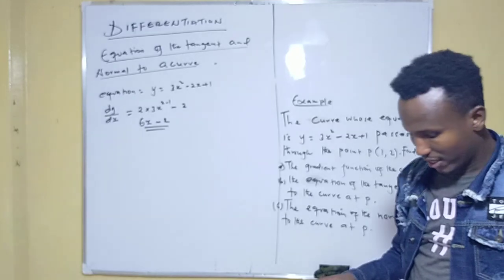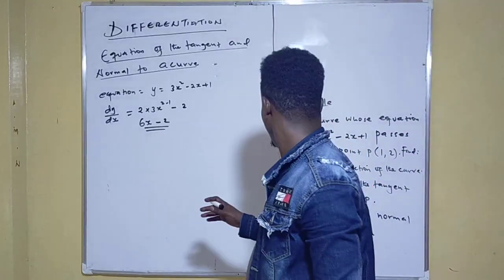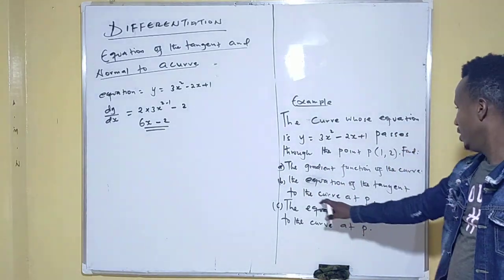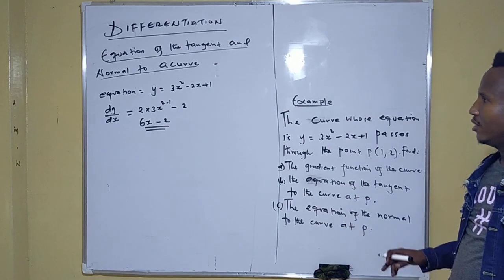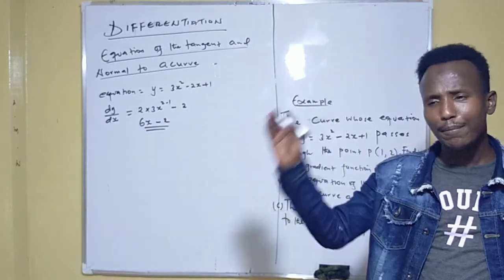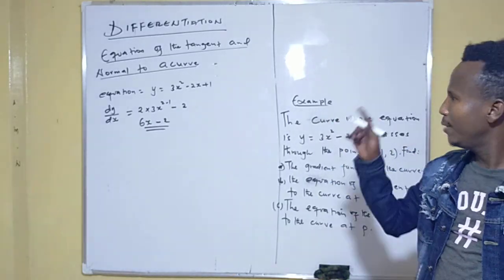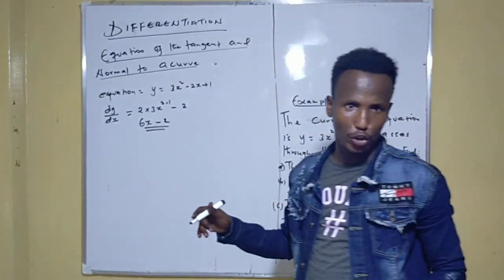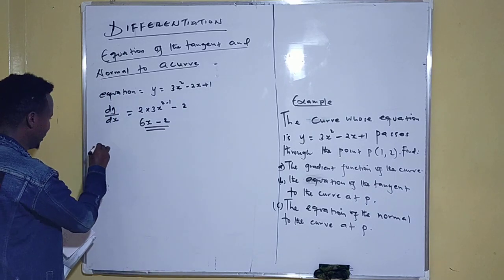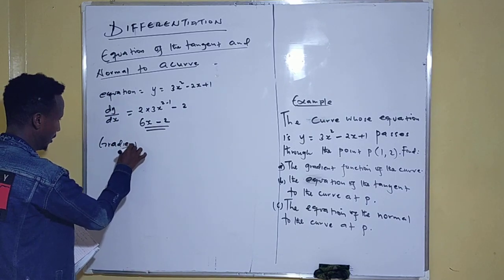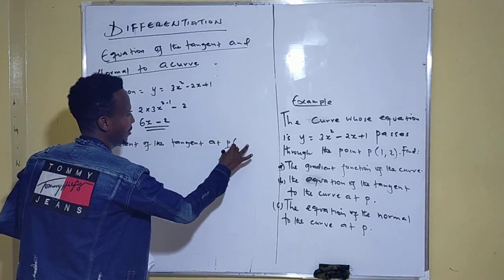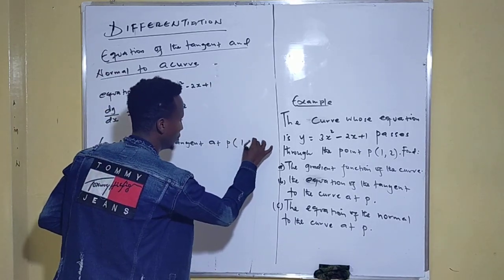After that, you are told the gradient function of the curve. That is the answer. You already differentiated the equation given. Question B, the equation of the tangent to the curve. A tangent and a curve have the same gradient at the point of contact. A point is also given, do not forget that. So I will say the gradient of the tangent at the point of contact, which is (1, 2).